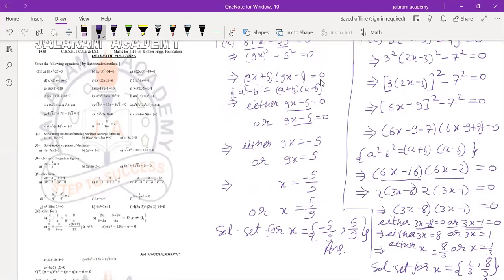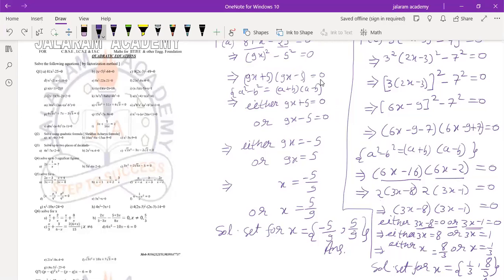These are the two cases. If the product of two numbers is 0, it means either the first of them is 0 or the second of them is 0, or both can also be 0. Is that clear to you? Yes, sir. If the product of two numbers is 0, either the first of them is 0, which is 9x plus 5, or the second of them is 0, which is 9x minus 5, or both can also be 0.